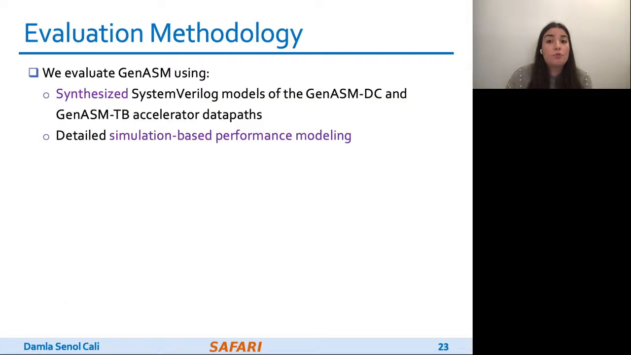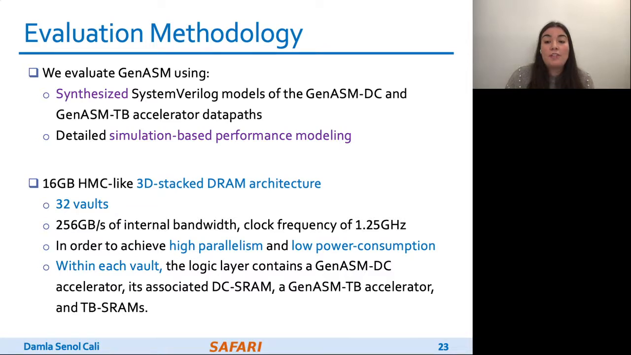We evaluate GenASM using a combination of synthesis of our DC-TB accelerator datapaths and detailed simulation-based performance modeling. We evaluate a 16 gigabyte HMC-like 3D-stacked DRAM architecture with 32 vaults. Our accelerators can be ported anywhere in the system, but in order to achieve high parallelism and low power consumption, we place GenASM DC-TB and the associated SRAMs in the logic layer of 3D-stacked memory. As I will show next, our hardware is highly efficient in terms of both area and power, so they are within the budget limits of the logic layer.